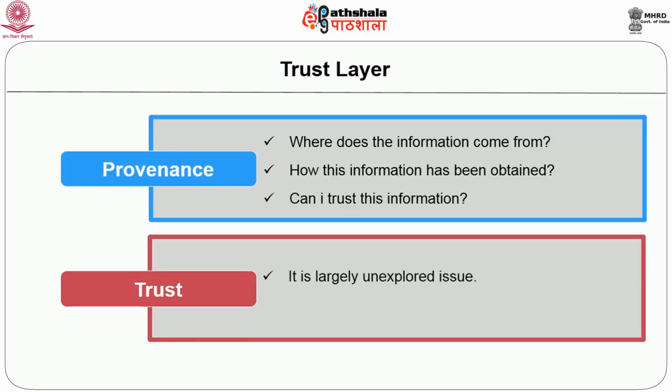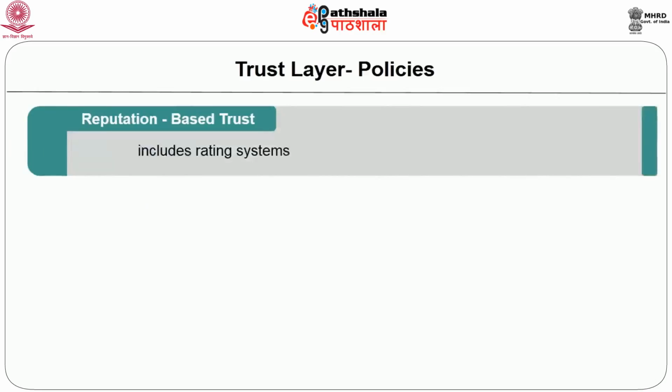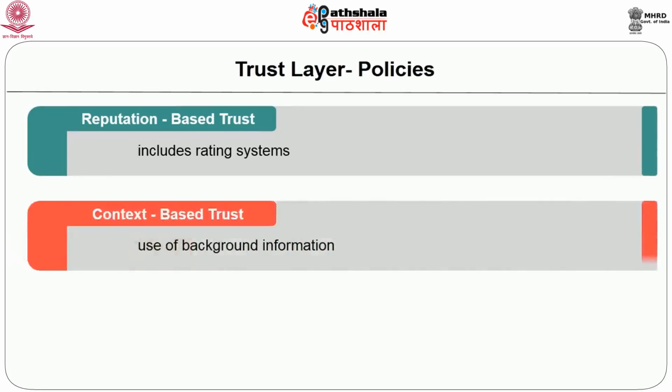Trust is largely an unexplored issue because we can't 100% tell that this data is from this site, which is very authenticated. There is no standardization of it, but there should be a trust layer in defining this semantic web. And there are two types of tests. One is reputation-based trust, including rating systems. If everybody is going for particular data to some site, we can take it as a reputation. Then context-based test, which uses background information.